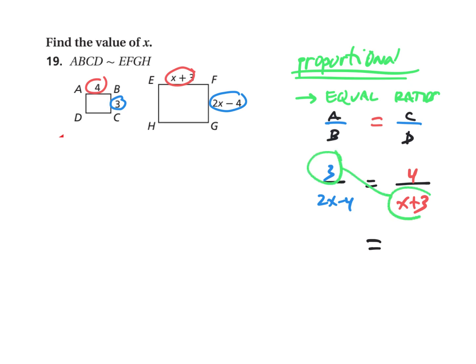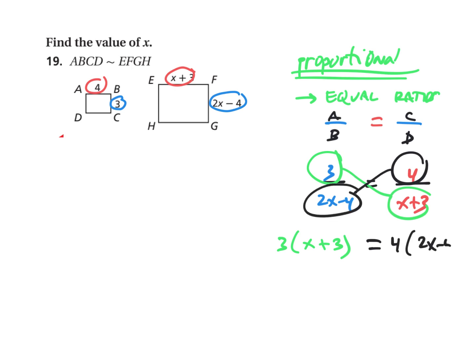3 multiplied by x plus 3, and make sure you use parentheses there. And that's equal to 4 times 2x minus 4. Again, make sure you use parentheses. Alright, so we have 3x plus 9 with the distributive property, and 8x minus 16.